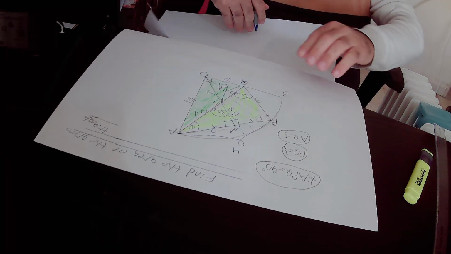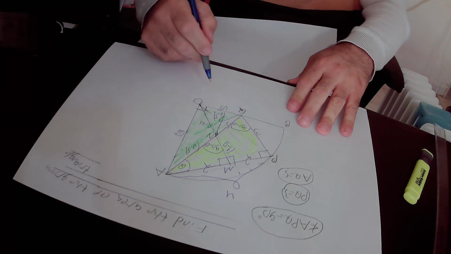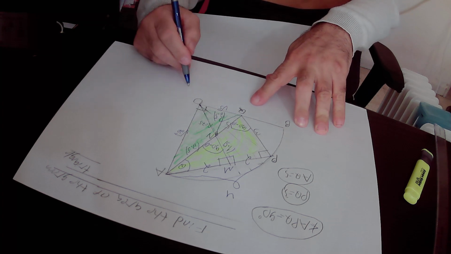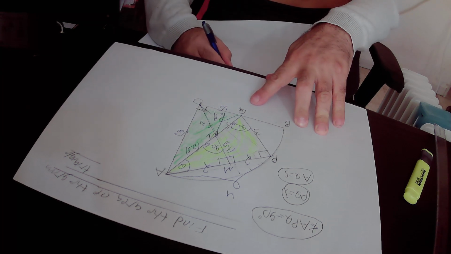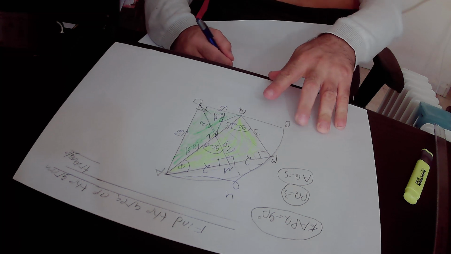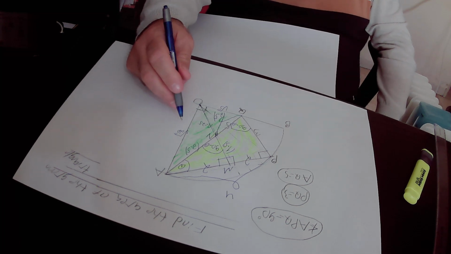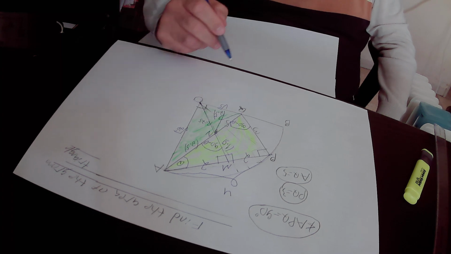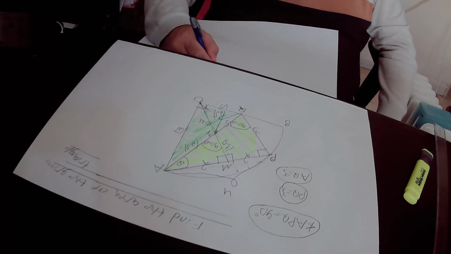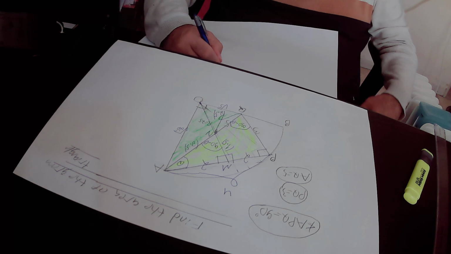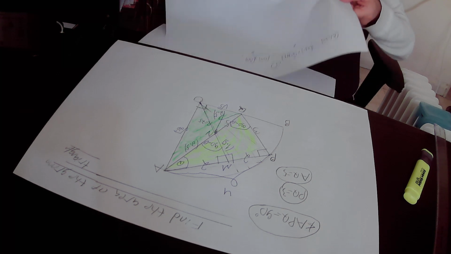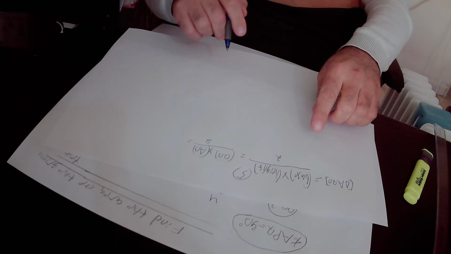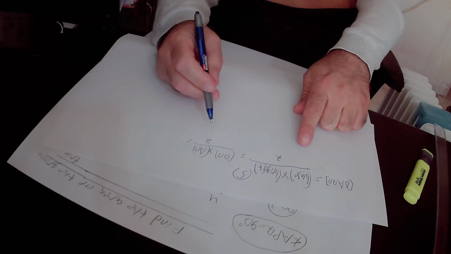So we take the base of this right triangle as QO. This is the base. The height is AO. Why is the height AO? Because it creates 90 degrees with the base QO. This angle equals 90 degrees. So the height is AO over 2. Repeat again: the base is QO, the height is AO over 2.